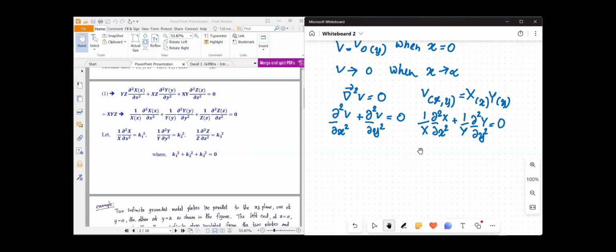Here we have a function that is only dependent on x, and here we have a function that is only dependent on y. Therefore, we can say the value here should be a constant. I'll say it is k squared, and then the value here also should be a constant. Then for two constants to sum to 0, if I have the constant here k squared, here it should be minus k squared. Then it will be 0.